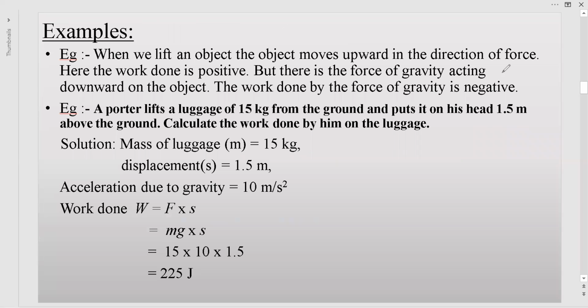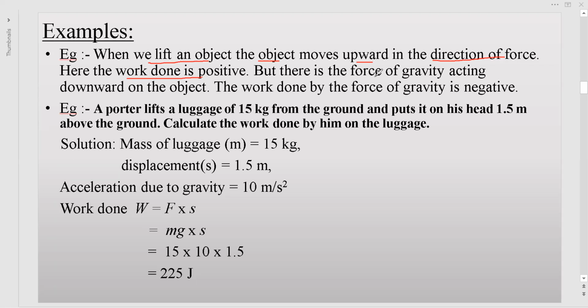Now the next question. There's an example. See, it's given that when we lift an object, suppose you are lifting a bag or a suitcase from the ground, the object moves upward in the direction of force. This is true, right? So if it is asked what is the work done by the force that we have applied to lift the object upward, in that case the work done would be positive because we applied force upward and the body is also moving upward. So work done is positive.